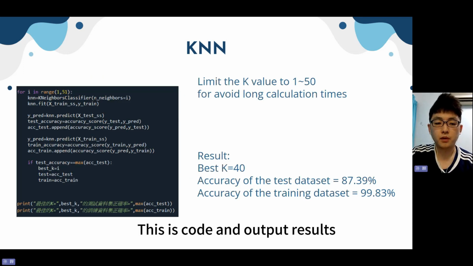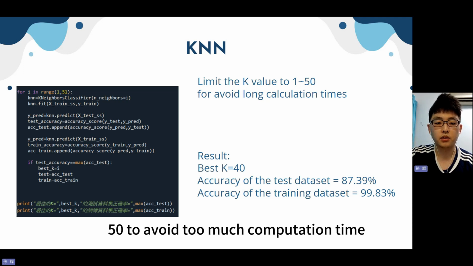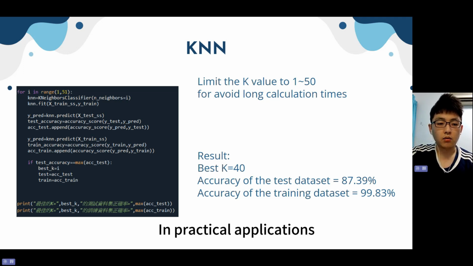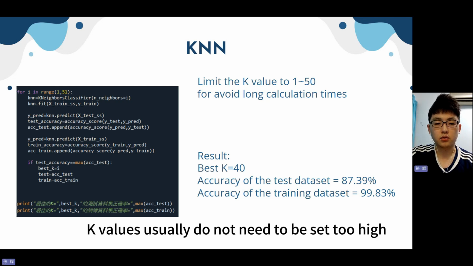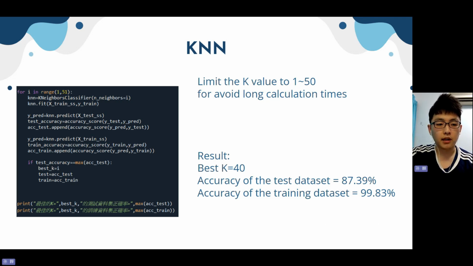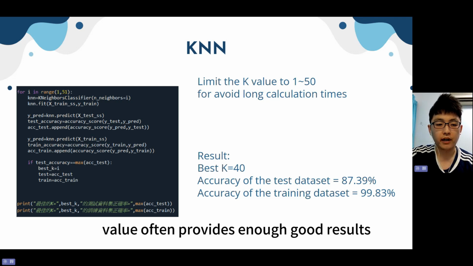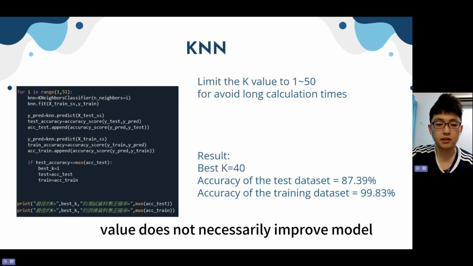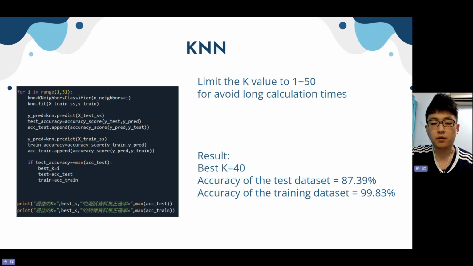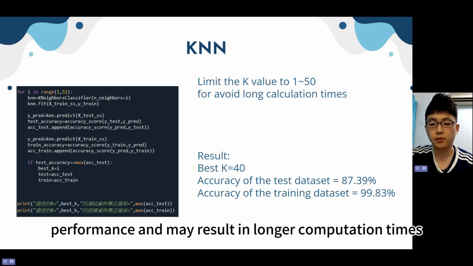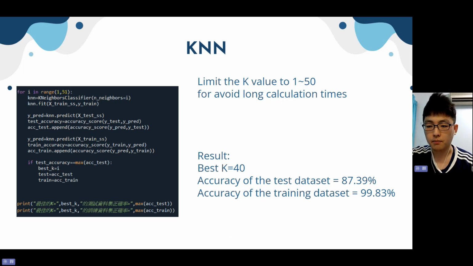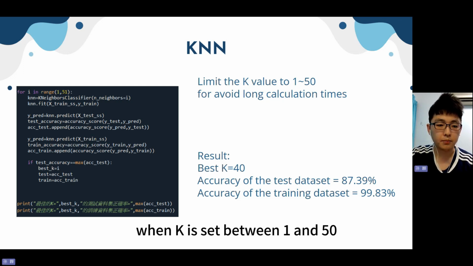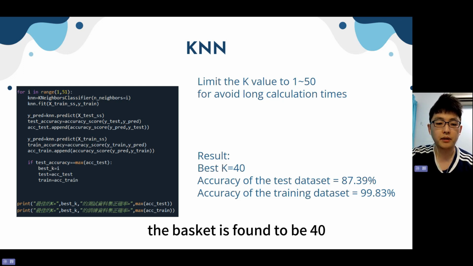This is the output result. We limit k to below 50 to avoid too much computation time. In practical application, k value usually does not need to be set too high. Smaller k values often provide good enough results. Setting too large a k value does not necessarily improve model performance and may result in longer computation times without significant benefit. When k is set between 1 and 50, the best k is found to be 40.